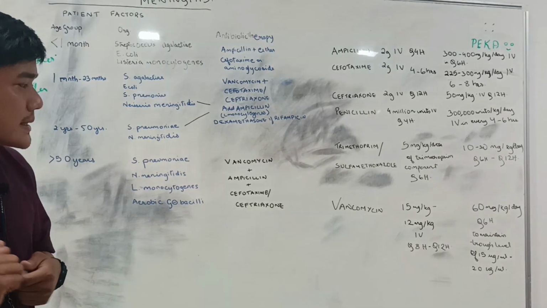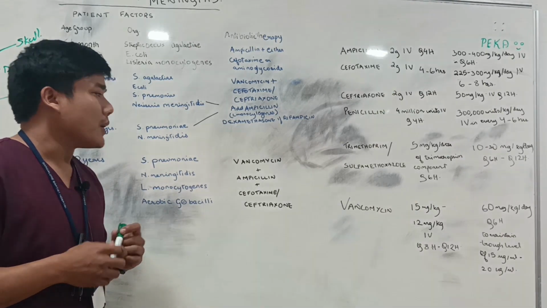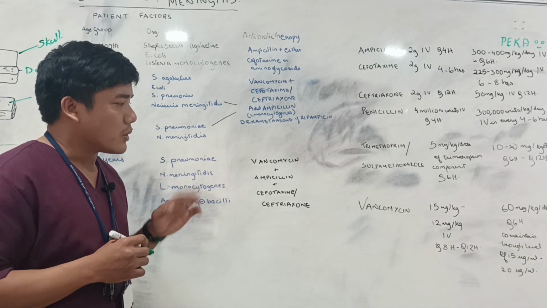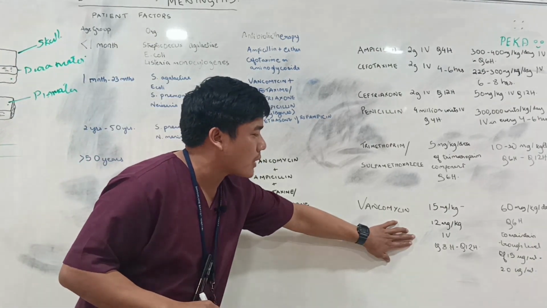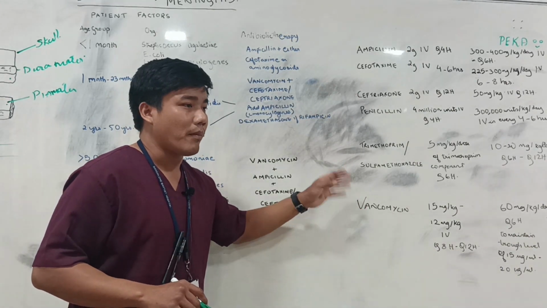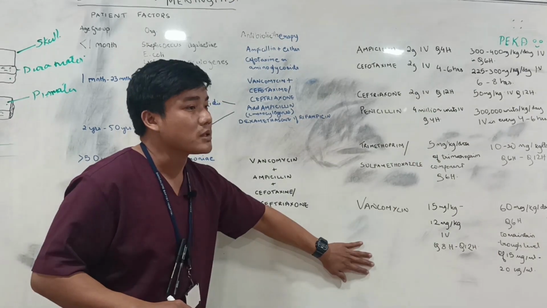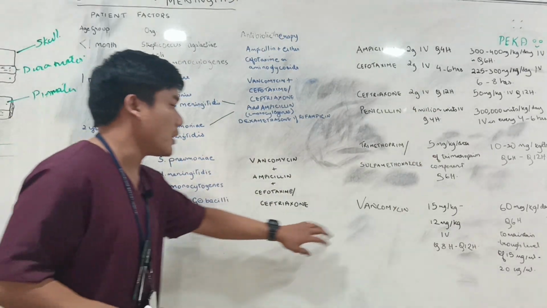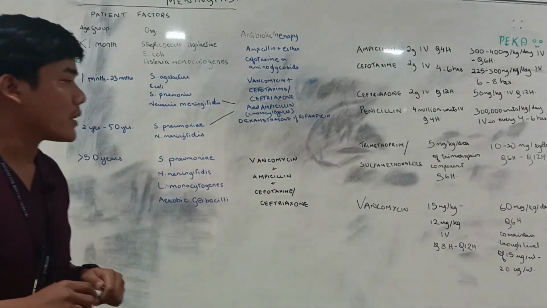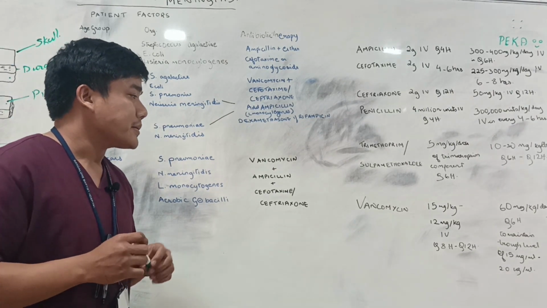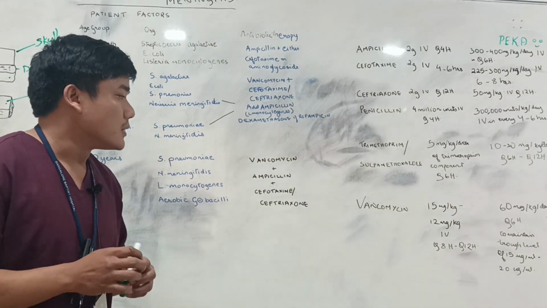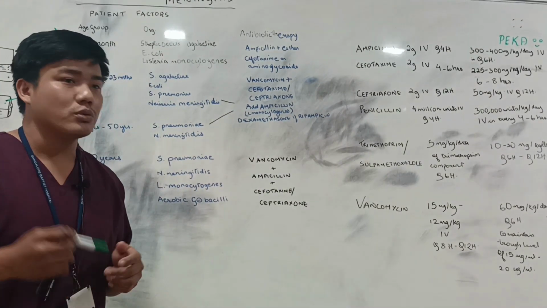So coming to vancomycin, we have 15 mg per kg to 12 mg per kg IV every 8 to 12 hours. This vancomycin dose can vary based on the protocol and treatment algorithm. It depends on places, like in the US it might be different, or in India it might be different. And for pediatrics, 60 mg per kg per day every 6 hours, and maintain the trough level of 15 to 20 microgram per ml.